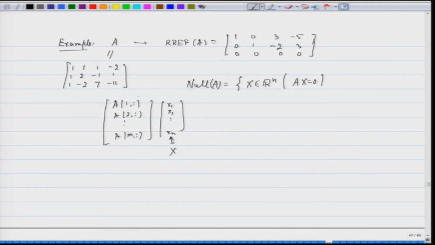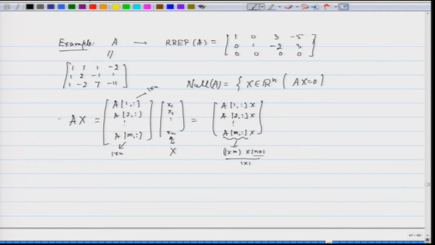Fine. What is the size of each of these rows? 1 cross n. Each of them is 1 cross n. So, I can write it as this row of A times this x. Fine. So, let us look at this, for example. There is only one row, there are n columns, and I am multiplying by n cross 1 because x is n cross 1. So, I am getting 1 cross 1, so it is a scalar quantity, and we are saying that this corresponding to x is supposed to be 0.